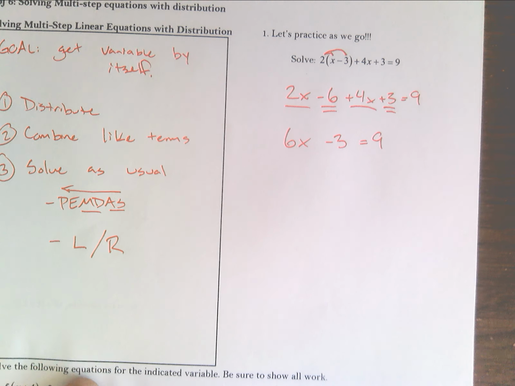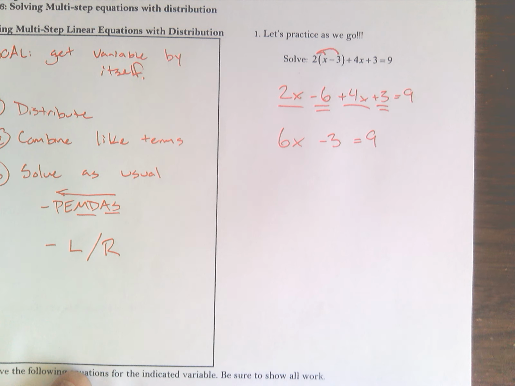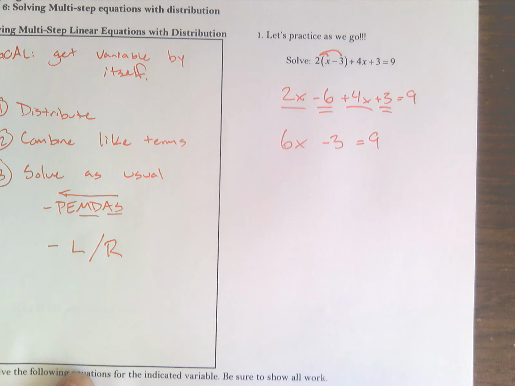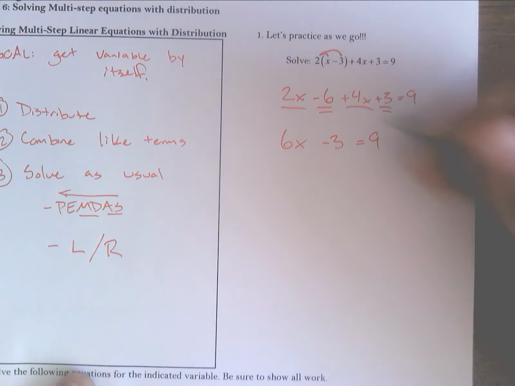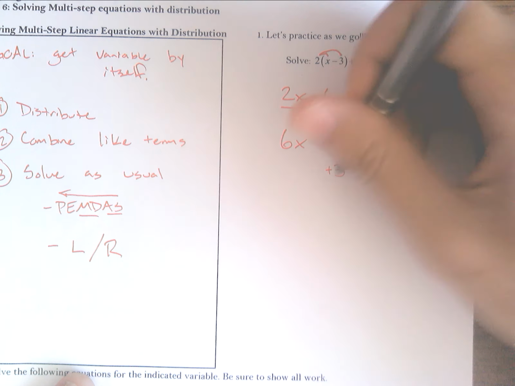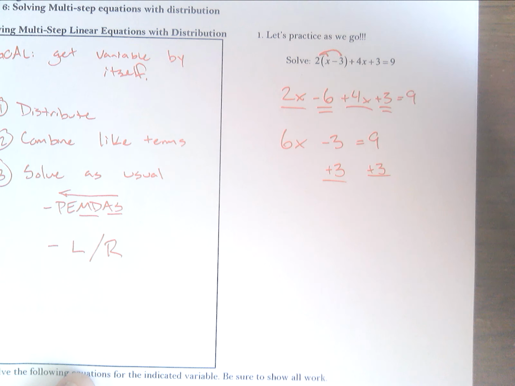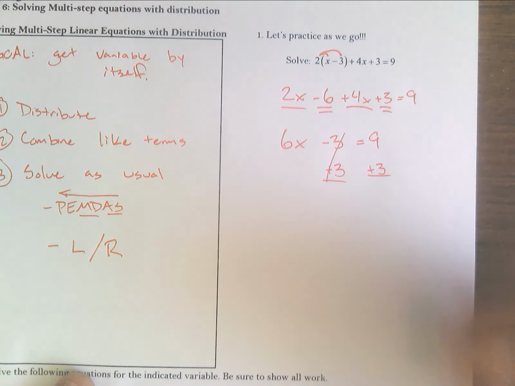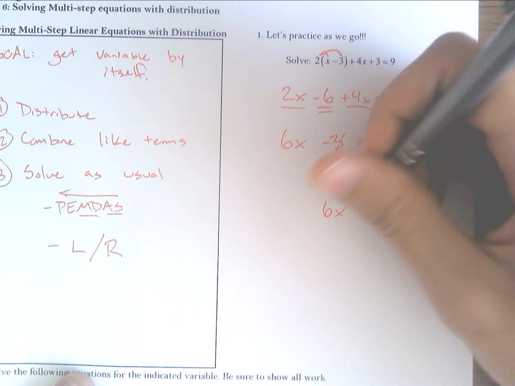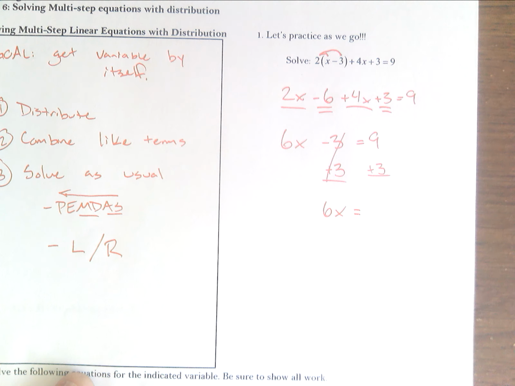So looking over here, we have 6x minus 3. Well, we want to get rid of that addition and subtraction first. We have subtraction here. So to get rid of a minus 3, we add 3 to both sides. So the minus 3 and plus 3 cancels. All we have left is 6x. Bring down the equal sign. 9 plus 3 is 12.